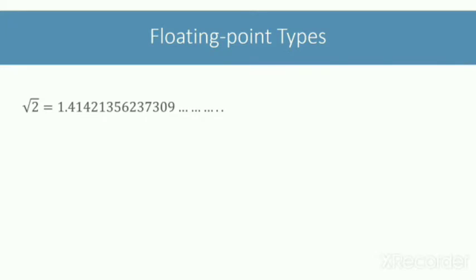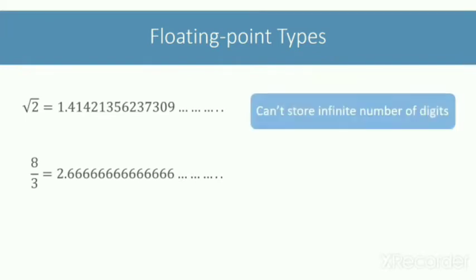1.41421356237309. The digits after the decimal just go on, they never stop. Similarly, take 8 divided by 3. The result is 2.66666 and an infinite number of 6s after the decimal point. We can't store an infinite number of digits. After all, the computer memory is limited. So what do we do?